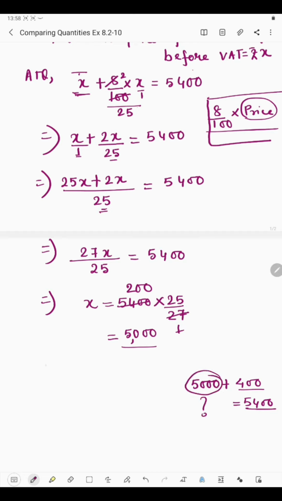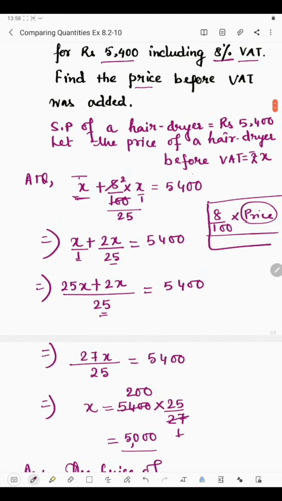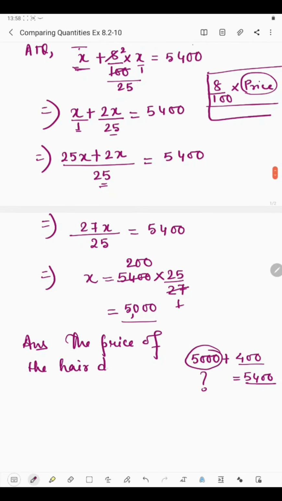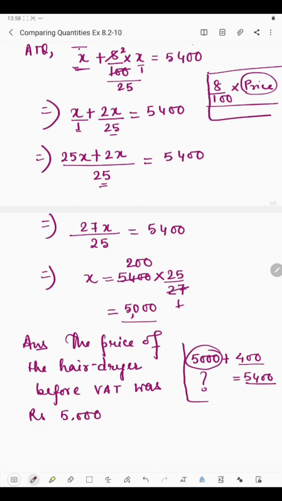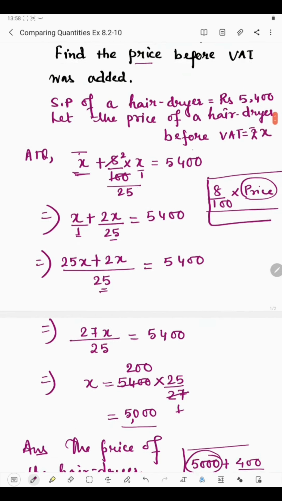Okay, so we'll write the price of the hair dryer before VAT was rupees 5,000. Okay. So this was the last question of exercise 8.2.